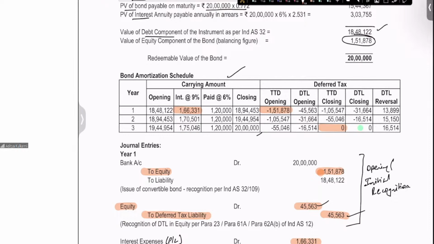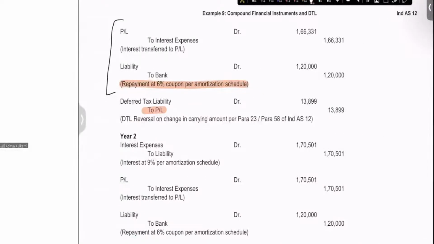I am having initial carrying amount 18,48,000. I am having initial tax base of 20 lakhs. Now 18,48,000 has increased to 18,94,000. This increase means that my deferred tax liability has come down. Yes, it has come down. But where am I going to reverse this 13,899? Sir, this 13,899, we will be reversing it through the profit and loss account.